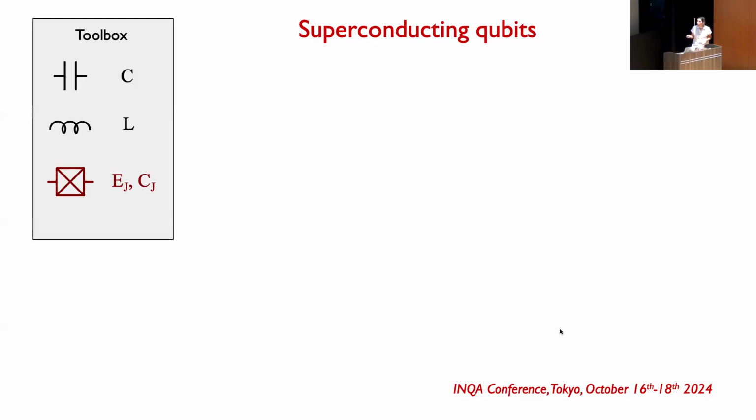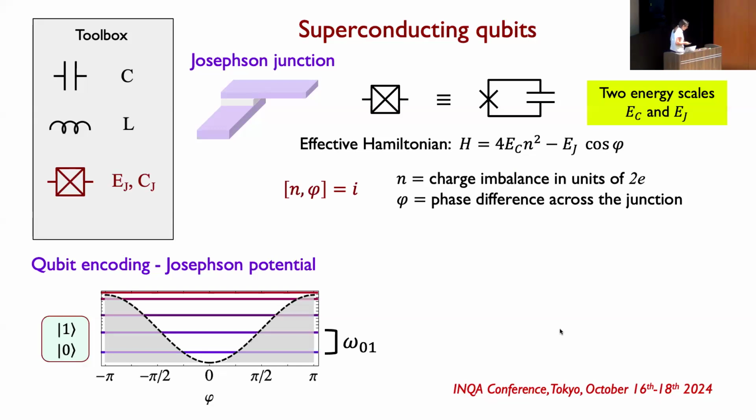Maybe it's not needed, but just to fix the notation, since I'm a theorist. Superconducting qubits are superconducting electronic circuits, and as such, they are made of capacitors, inductors, and a special circuit element that is the Josephson junction. Namely, the Josephson junction is just made of two superconducting leads separated by a thin insulating barrier. And the Hamiltonian of this element is made of two terms, and consequently, it depends on two energy scales, the charging energy, EC, and the Josephson energy, EJ. This in the simplest case.